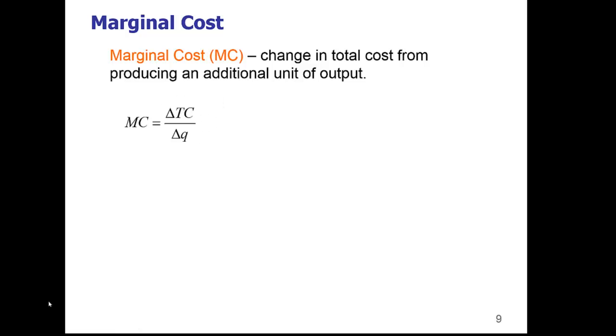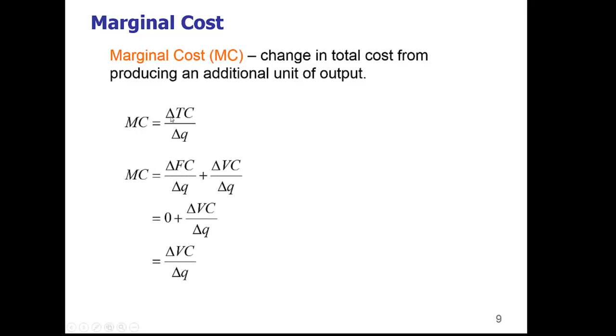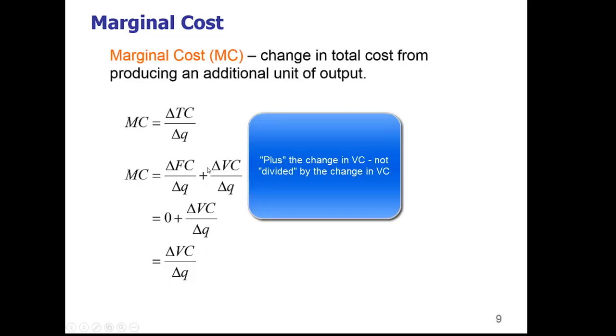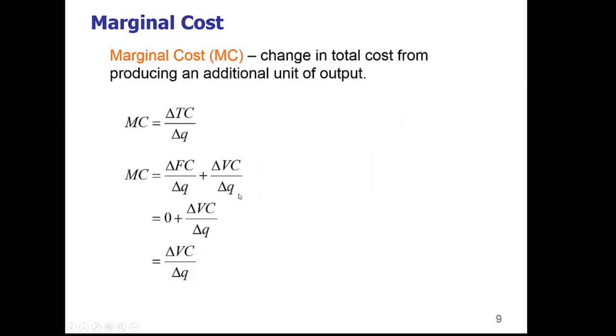We can also write it as follows. The change in total cost can be broken down into the change in fixed cost plus the change in variable cost, over the change in output. Well, we know that fixed costs do not change as output changes, so that term is equal to 0. Variable costs do change as output changes. We saw that in a previous slide. So another way you can define marginal cost is it's the change in variable cost divided by the change in output. So marginal costs are changing because you have to buy more variable inputs to produce more of the product.